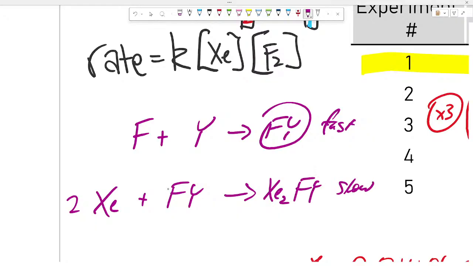What it would actually depend on then is the concentration of FY, but that doesn't really matter. That's a derivative of the fluorine. So in the slowest step, it's two xenons bumping into something that came from fluorine. Does that make sense? And again, you don't need to know that.